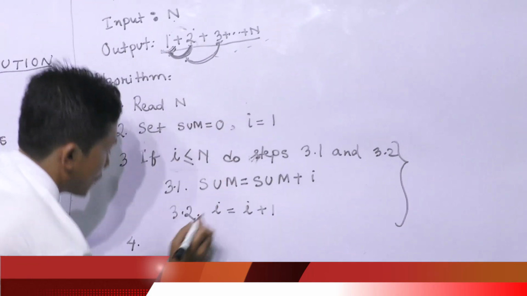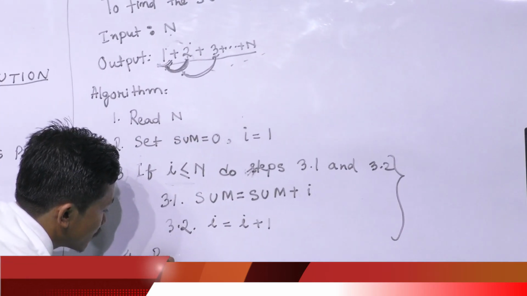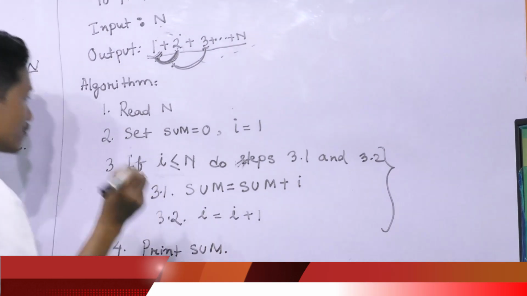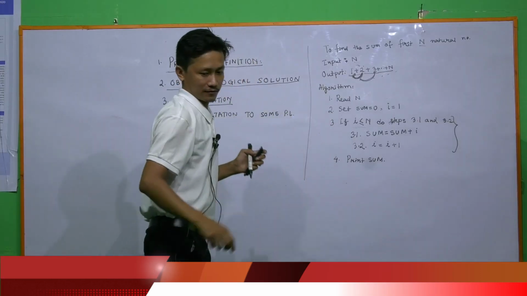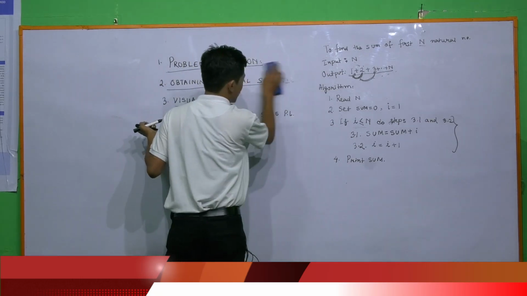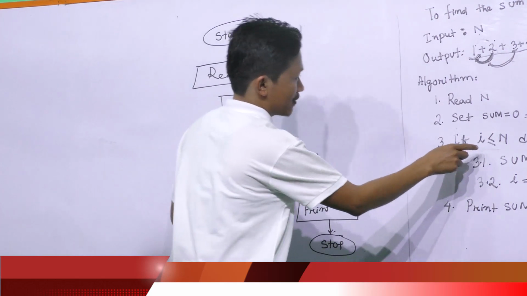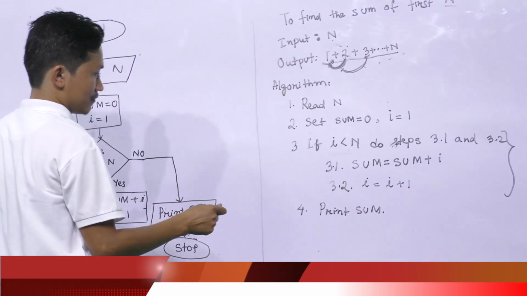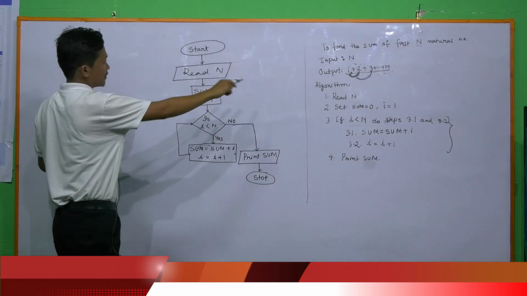Print sum. Okay, now we are done. So I will draw the flow chart also. I made one mistake in the algorithm. This should be only less than. This is the flow chart of this algorithm.